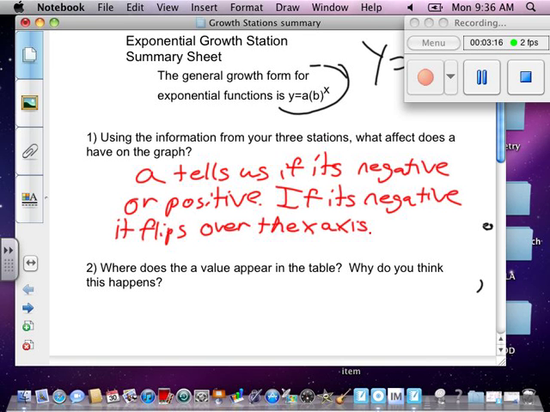It also changes where it crosses the y-axis. A changes where it crosses the y-axis.